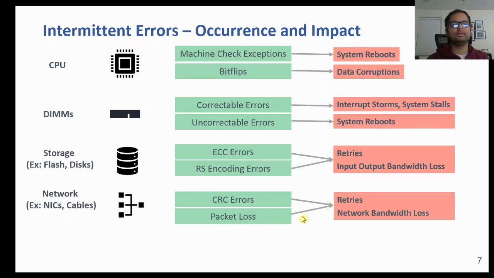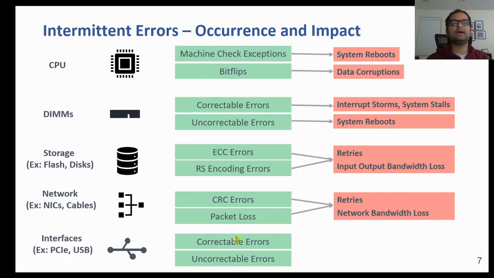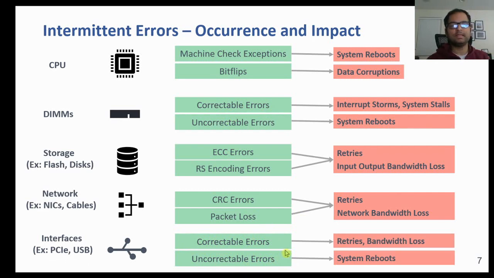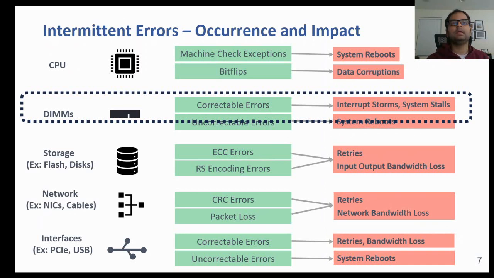and eventually results in network bandwidth loss. Similarly, for interfaces, we have correctable errors as defined earlier, as well as uncorrectable errors, and they both result in similar behavior as seen before. Correctable errors result in retries as well as bandwidth loss because of the system stall that they cause, and uncorrectable errors result in machine check exceptions received by the CPU, which in turn causes the system reboot. For the sake of this presentation, we will be focusing just on memory correctable errors and look at the different types of interrupt storms and system stall events they cause.